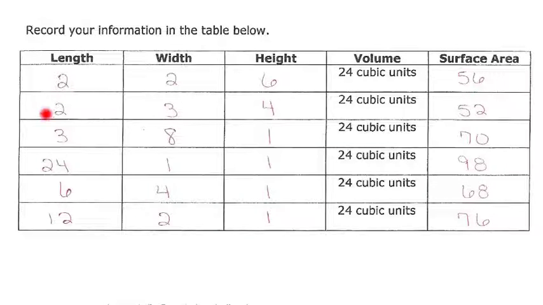Now here are the different combinations that you could have. Of course they don't have to be in the same order as mine, but just make sure you have all 6 of the combinations, and then your surface areas are correct.